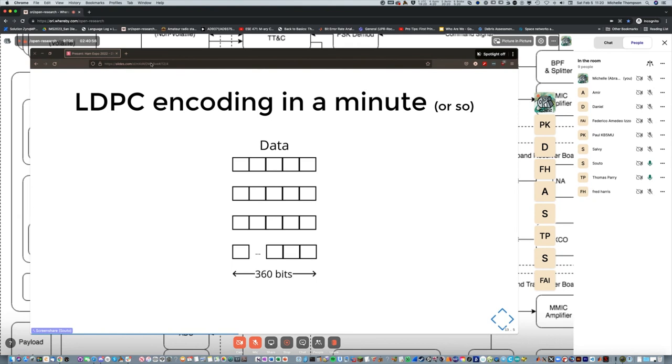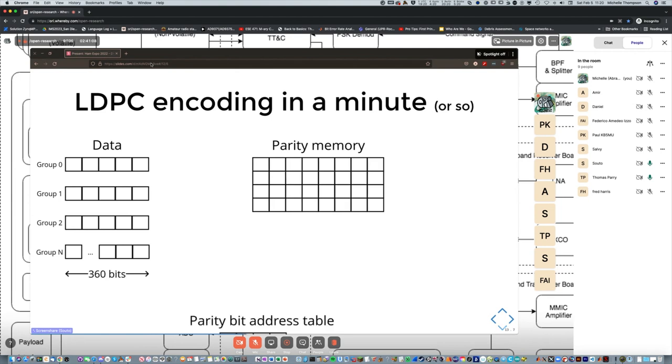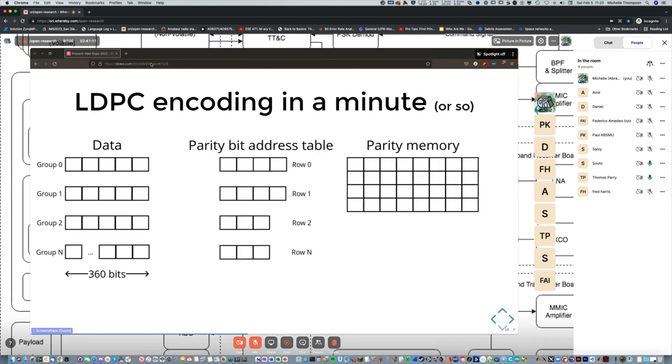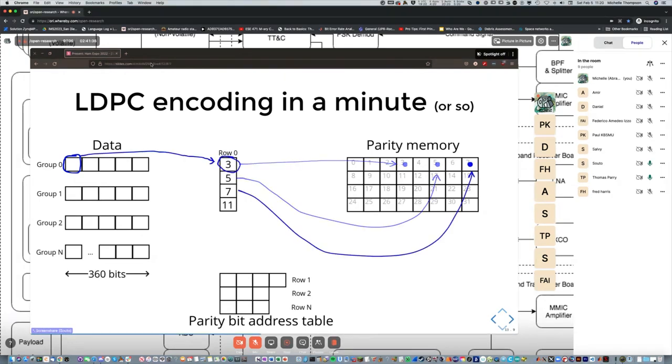The parity bits will be stored in a memory that I'm going to call parity memory. Each data bit will be XORed with the values pointed to by offsets given by the parity bit address table. Each group of 360 bits will use one row from the parity address table. The first bit of the first group uses row 0. These are arbitrary numbers, just to help visualize. So bit 0 will be XORed in offsets 3, 5, 7, and 11.